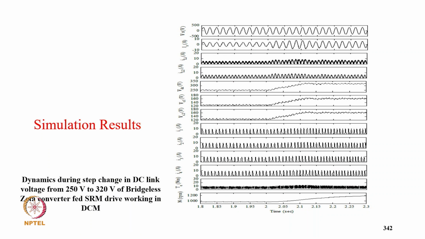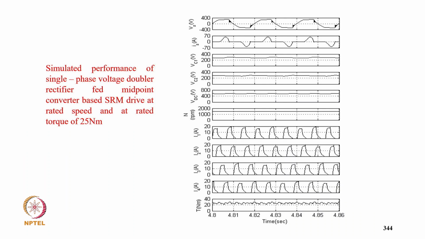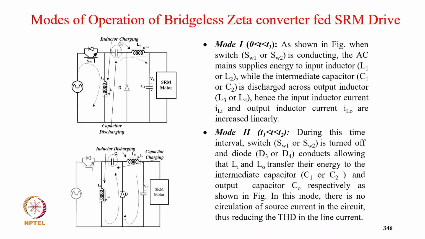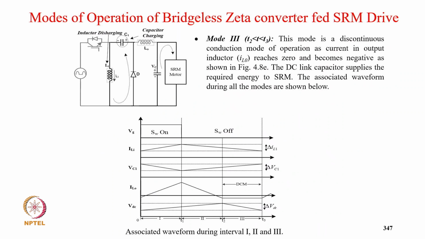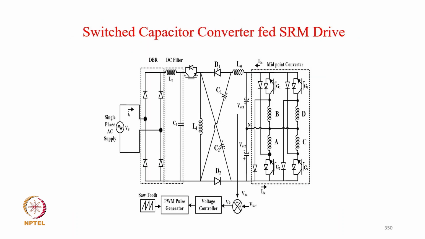Then your DC link voltage control for speed control, and the supply current THD of the order of 40% at light load and full load 2.3%. And all other performance parameters. Then bridgeless Zeta converter fed SRM drive and different modes: device conducting, diode conducting, none of the two conducting, and waveform and design parameters. And the comparison, where power factor remains almost 0.99 and THD remains less than 10%.